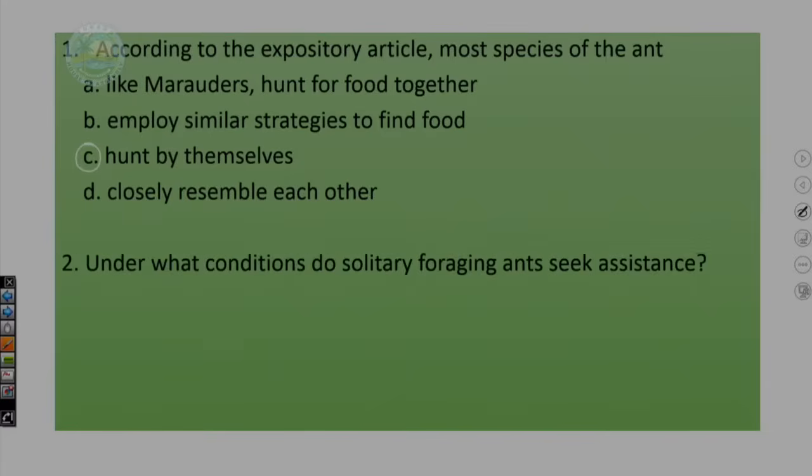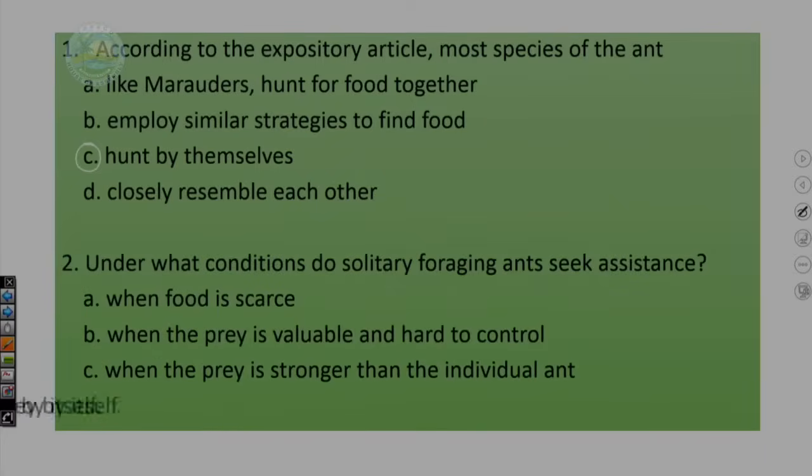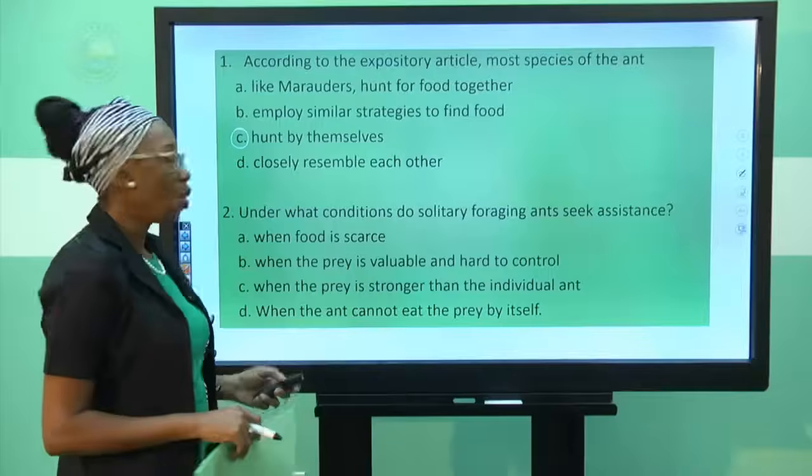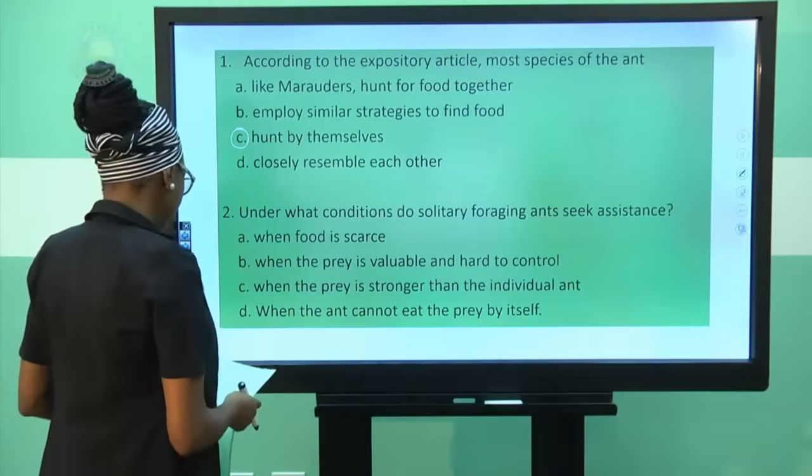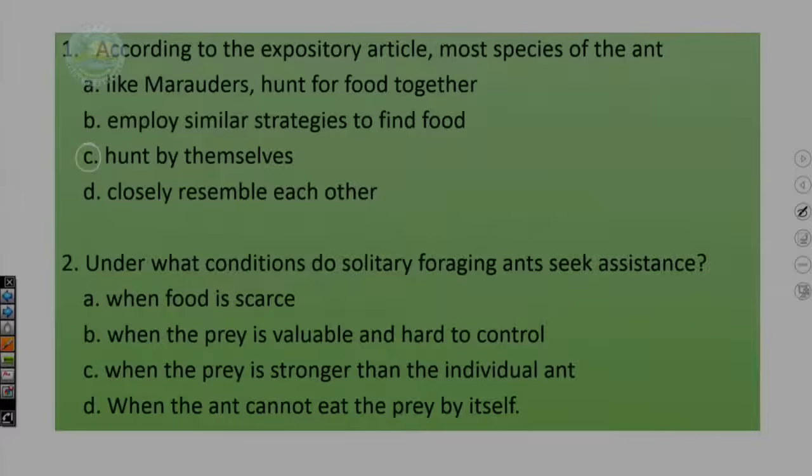If we take a look at a second question, under what conditions do solitary foraging ants seek assistance? A, is it when food is scarce? B, when the prey is valuable and hard to control? C, when the prey is stronger than the individual ant? Or D, when the ant cannot eat the prey by itself? Again, go back and look at your article. Which one is our answer? A, B, C, or D? I'm giving you a few seconds to quickly peruse the article.